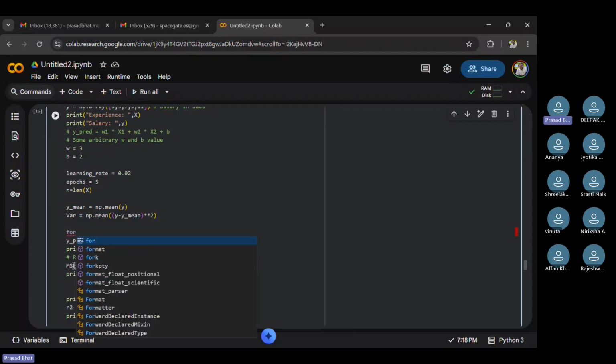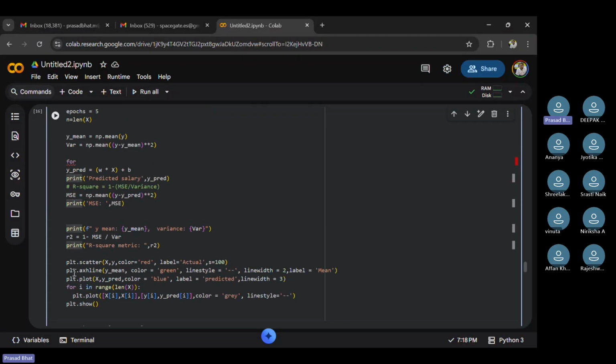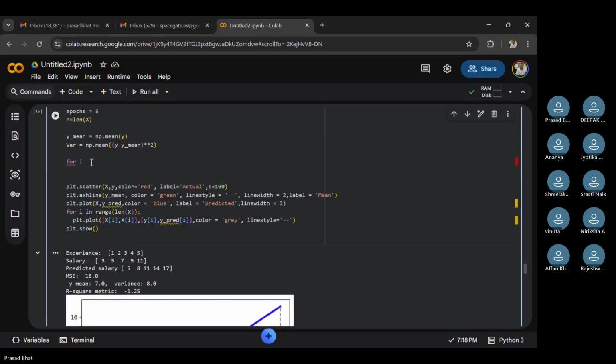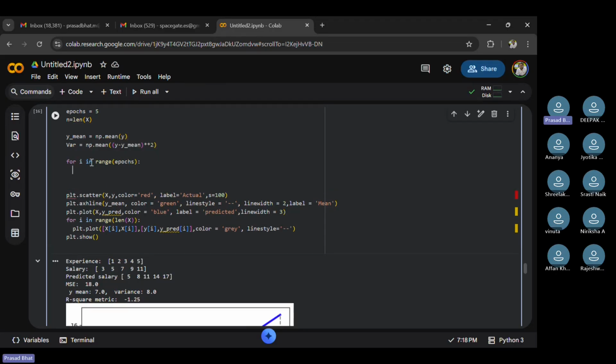Let me do one thing. I will simply remove this part so that we can code it afresh, right? For i, any variable you can take, obviously, i in range of what? Number of epochs, that many times we need to repeat this, right? So epochs.